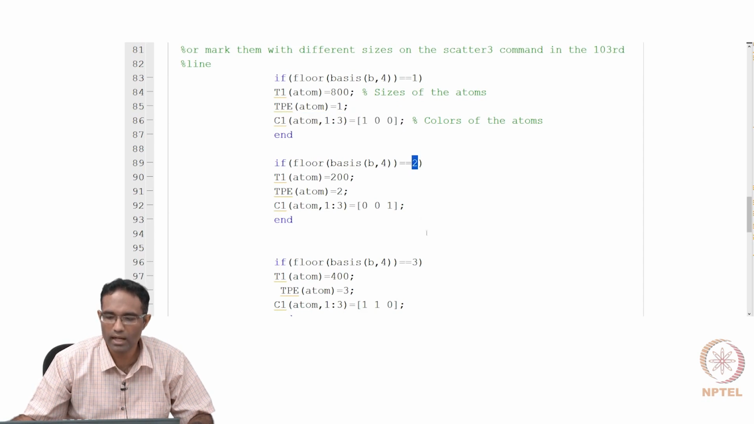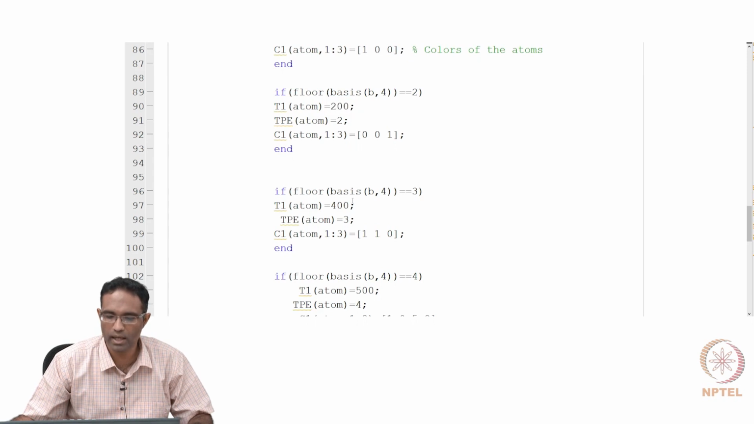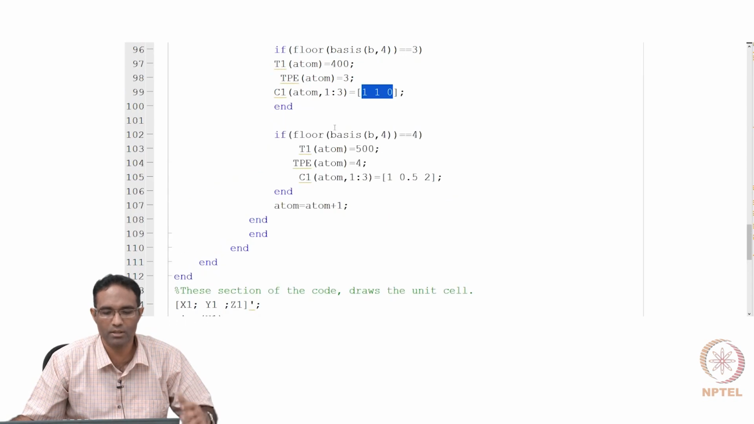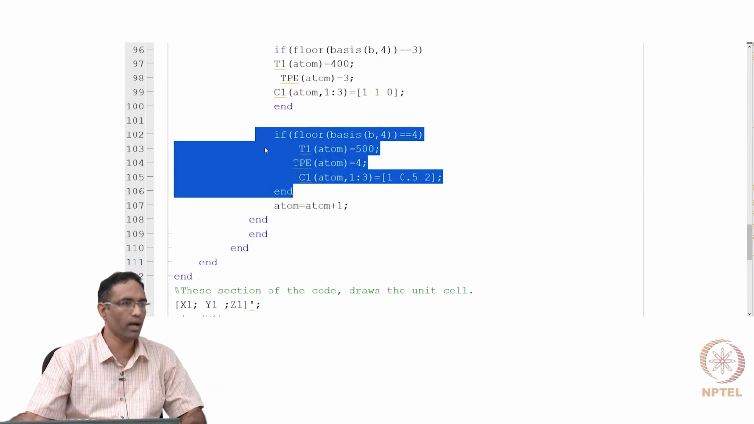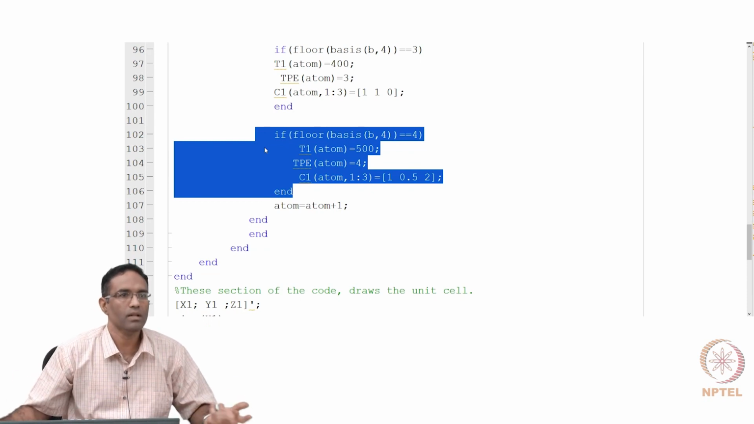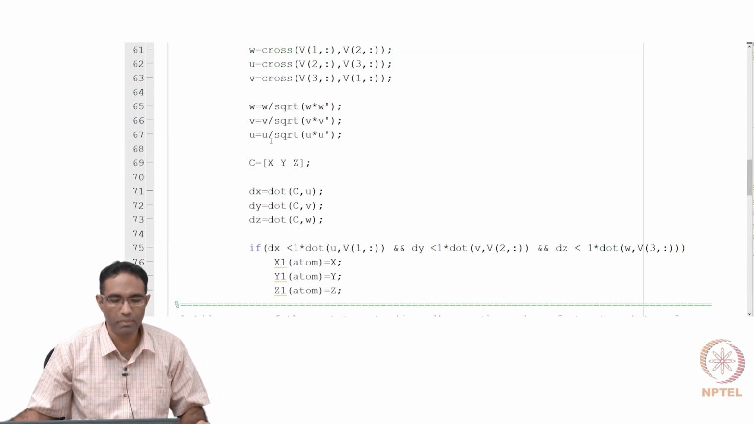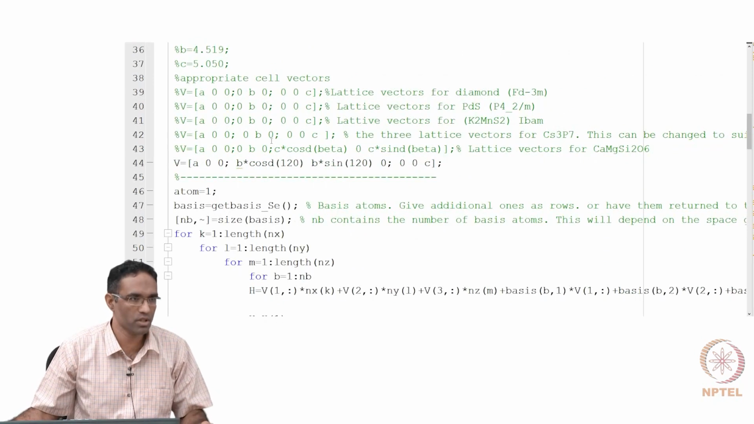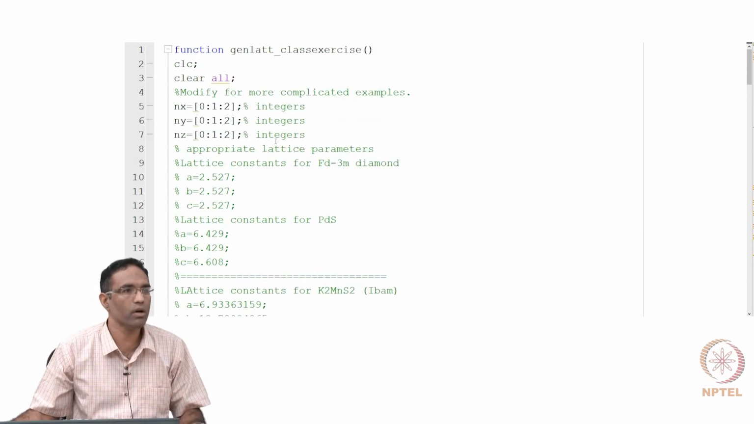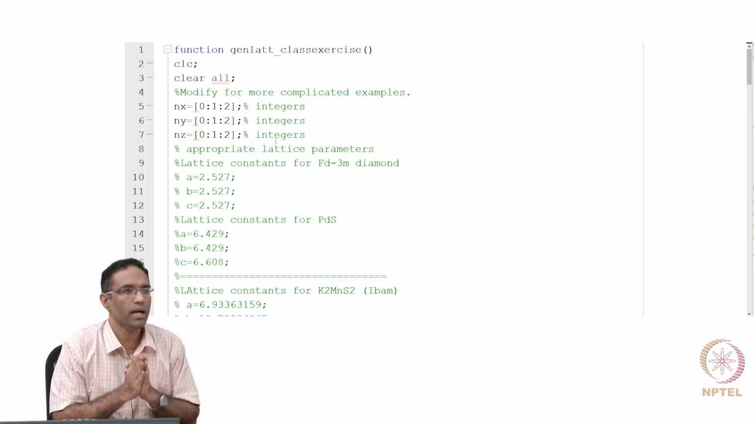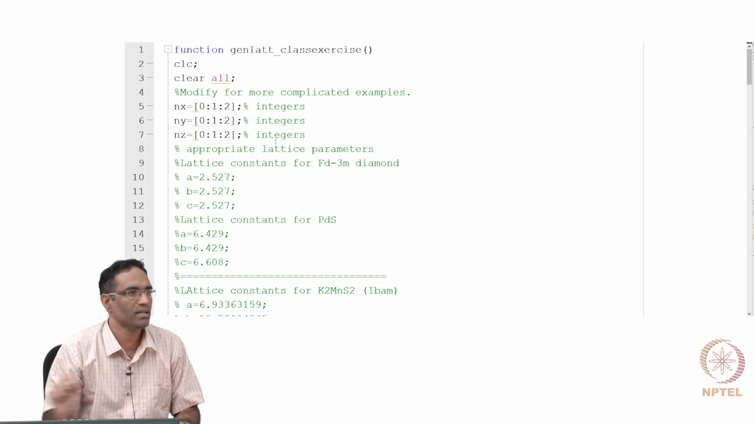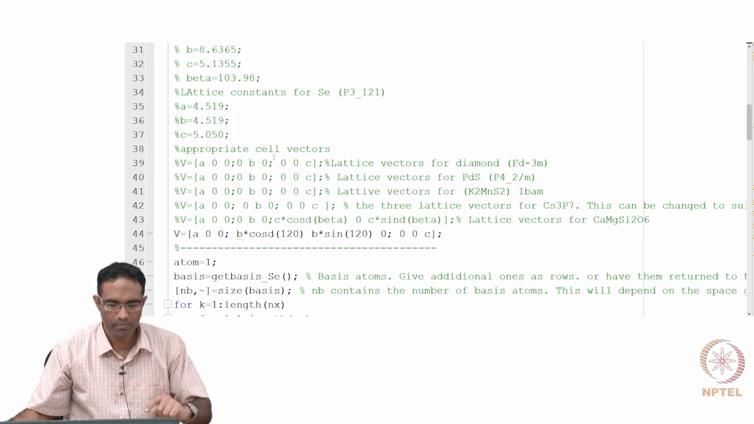So if it is an atom of type 2, then I can change the color, I can change the size. If it is an atom of type 3, then I can have a different size, a different color, and you can add as many if statements as required depending upon the number of atom types that you have, and color them and plot them and visually inspect the crystal that you just generated. So this should work for any crystal system, as long as you know how to construct it, give the right basis and choose the right lattice vectors.